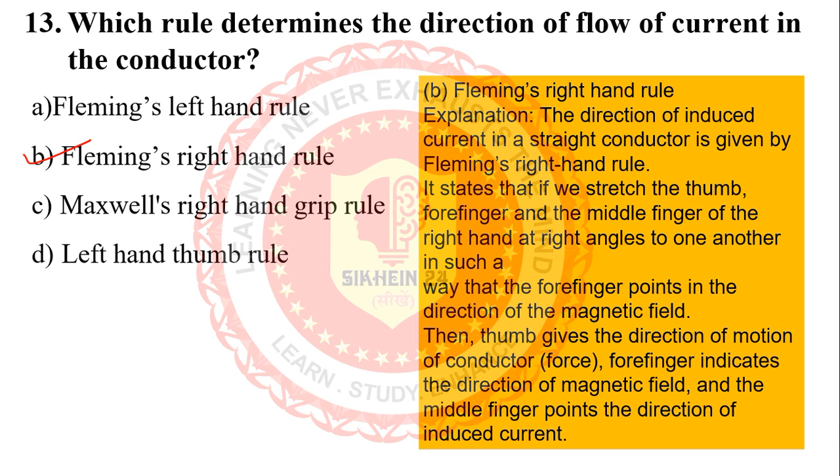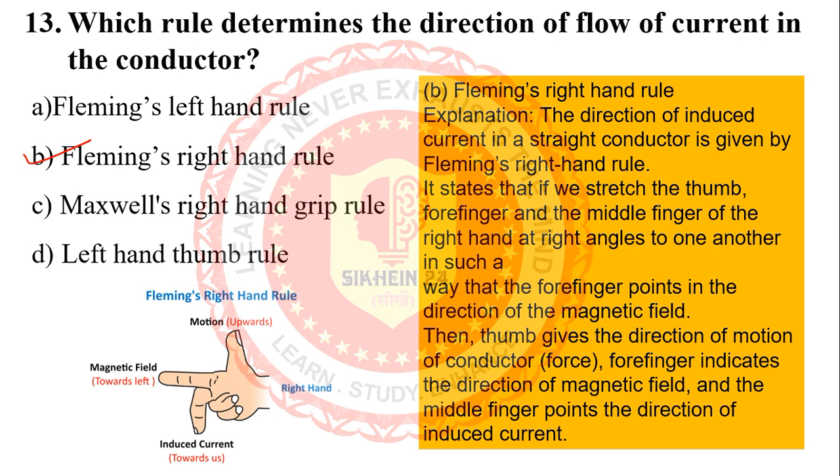Also, I will show you the figure. Yeah, here is the figure. You can see it is a very important question. Time to time it is asked. So, Fleming's right hand rule. What is this? The direction of induced current in a straight conductor is given by Fleming's right hand rule, right?